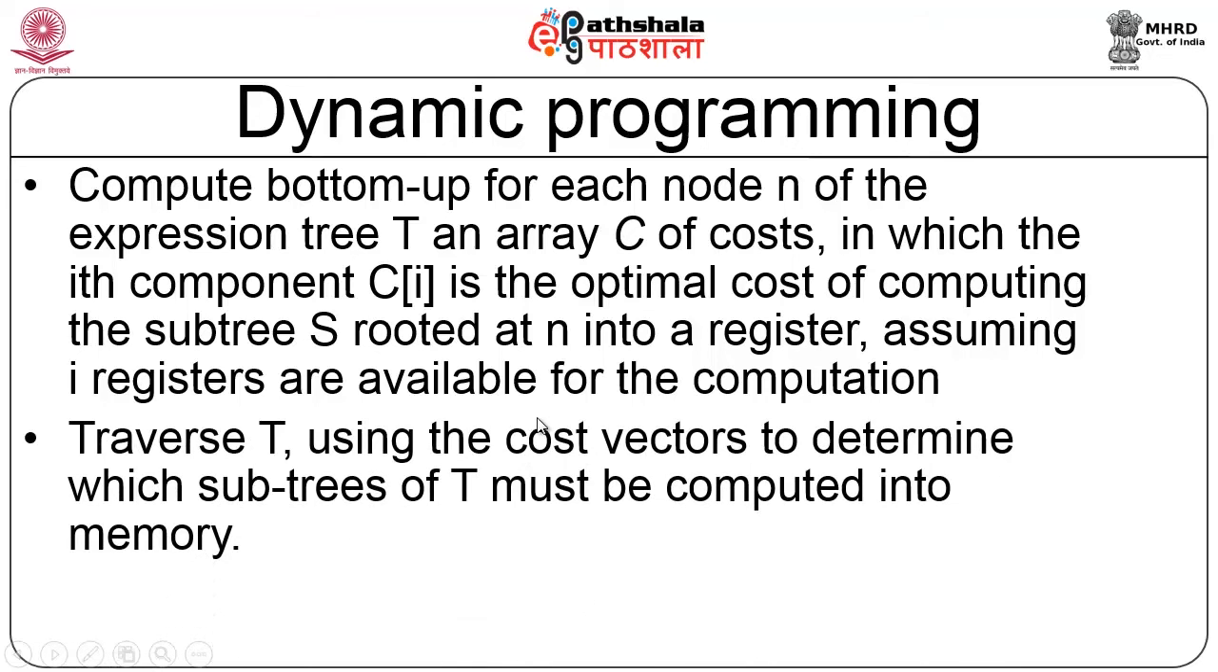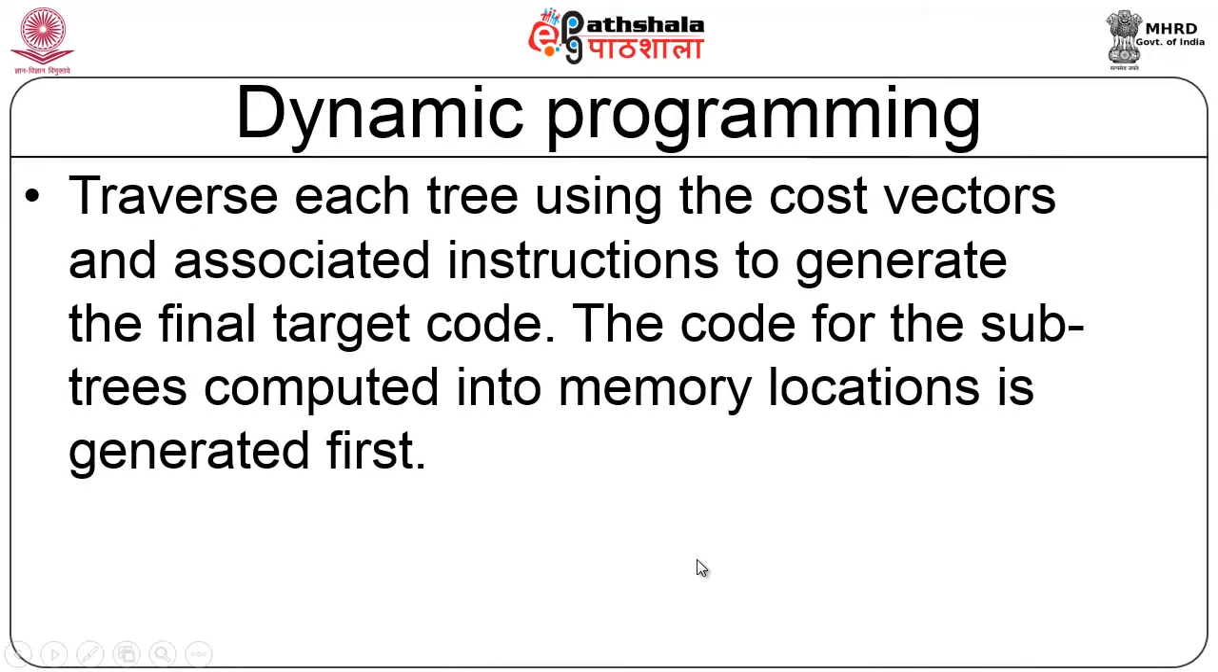Then you traverse the tree using the cost vector to determine which subtrees of T must be computed into memory, okay. So this is the approach: traverse each tree using the cost vectors and associated instructions to generate the final target code. The code for the subtrees computed into memory locations is generated first, okay. So this is a 3-step procedure where you compute the cost first, then traverse the tree in a bottom up fashion, use the instructions already known to you, and generate the instructions accordingly depending upon how many registers are going to give you the optimal cost, okay.